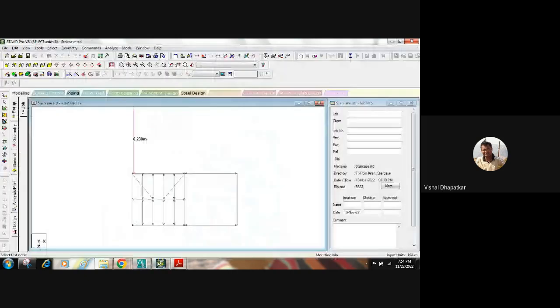Now what we will do, we will start with the STAAD model. For this truss, we will apply all the loads. We will try to design the members, and we'll see how we can go with defining STAAD parameters, then applying the load, how to design the sections. If the sections are failing, how we can pass them. Okay.